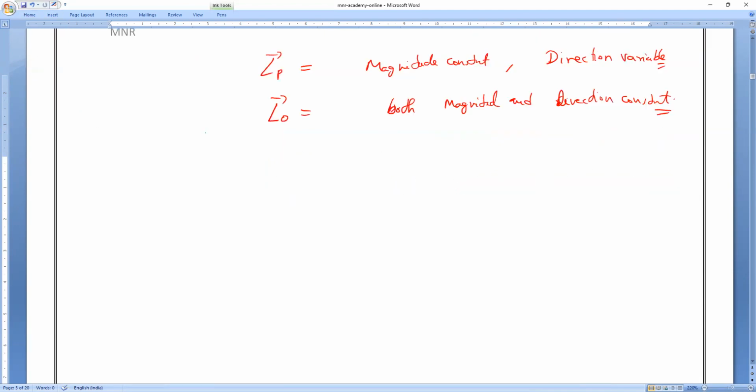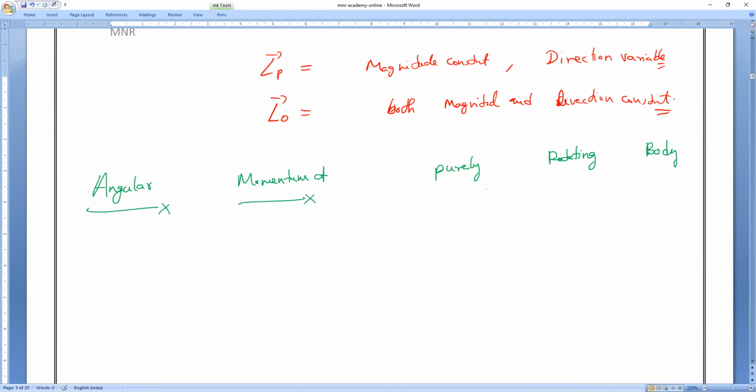Next, so this is what we covered about the angular momentum of a particular point mass. Now we are going to derive the angular momentum. So please write it. Next concept: angular momentum of a purely rotating body.